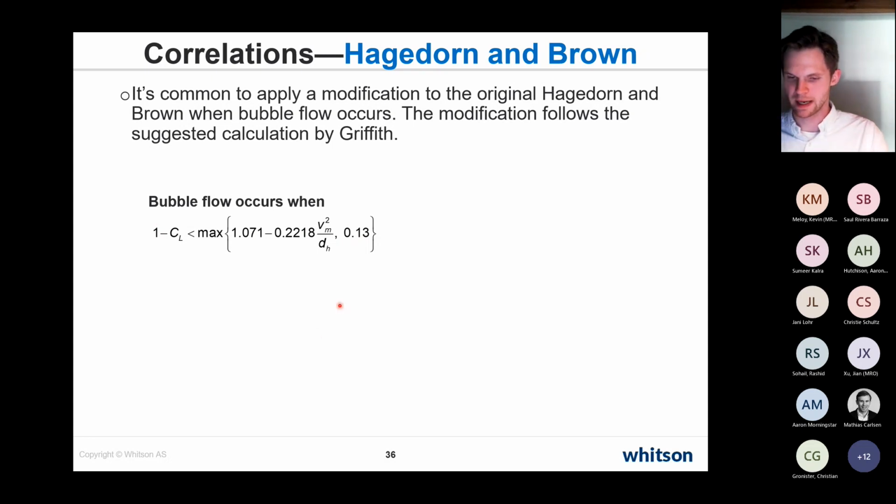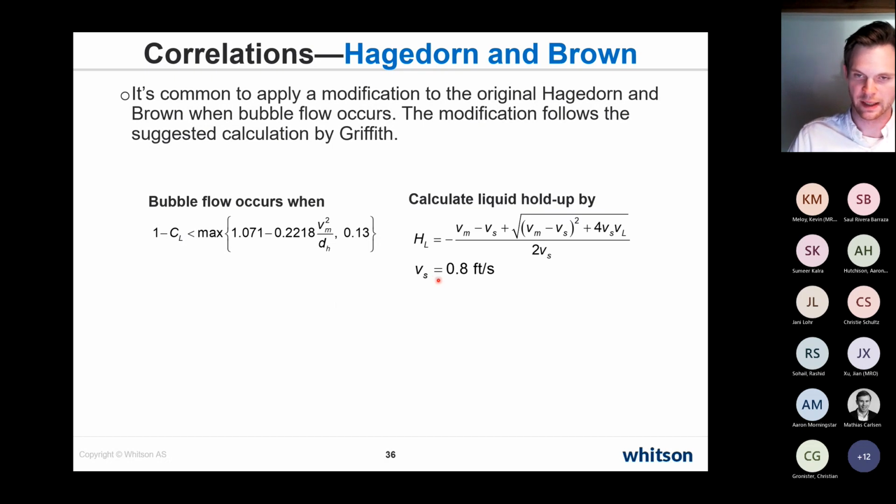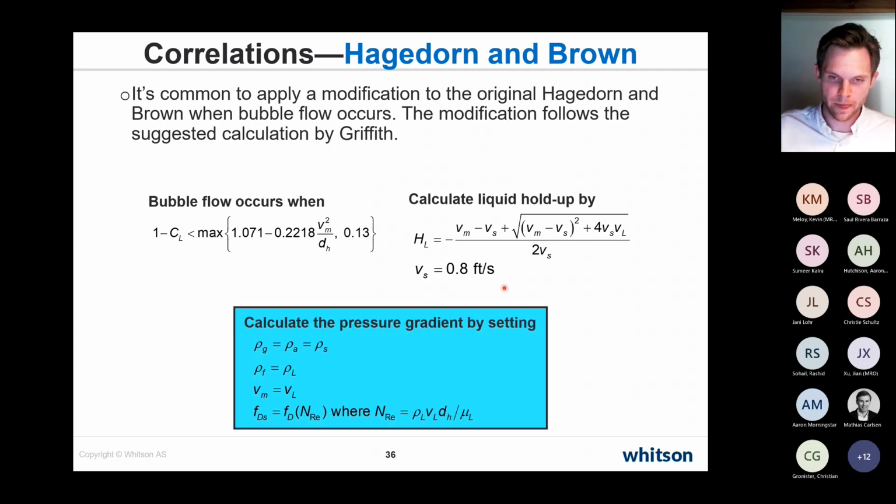And in that case, we don't use the original Hagedorn and Brown. We compute the liquid holdup from this equation, where the slip velocity, the difference between the gas and the liquid, is just set to 0.8 feet per second. The way we assign the properties when this correction applies is the same for the gravity and acceleration densities: they get the slip density. For the friction, because the well is still so liquid rich, we just use the liquid properties, both for the velocity and for the density. And the Reynolds number for computing the friction factor is just a function of liquid properties.